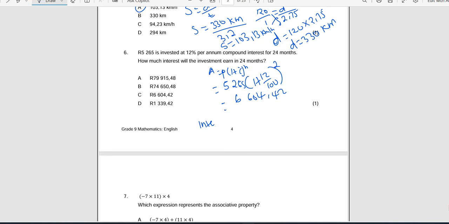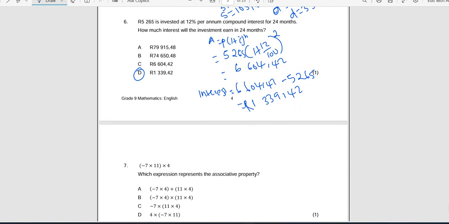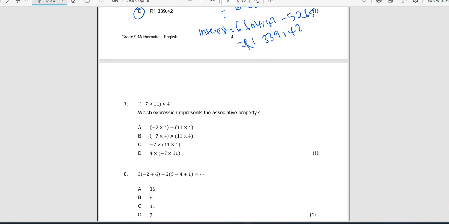So the interest is going to be 6,604.42 minus 5,265, and then the answer is going to be 1,339.42. This is the correct answer. So the correct answer is D, not C, because the question says how much interest. I hope you understand this. Don't get this wrong in your examination.